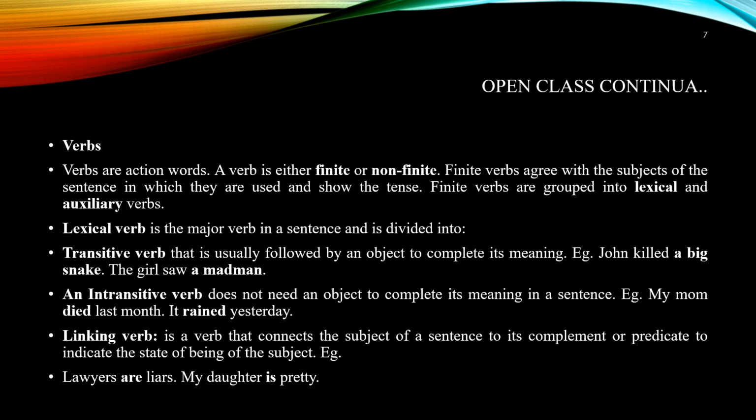Then we have what we call linking verbs. Linking verbs are verbs that connect the subject of a sentence to its complement or predicate to indicate the state of being of the subject. For example, lawyers are liars. Are there is a linking verb. My daughter is pretty. Is there is telling us about the state of being of the daughter. Therefore, is in this sentence is what we call a linking verb.